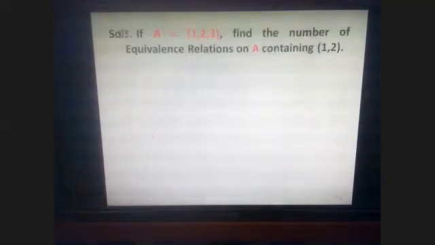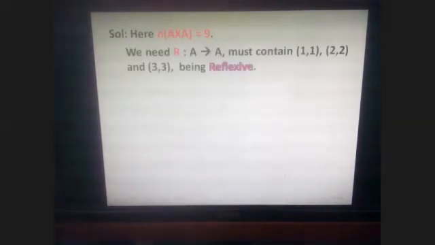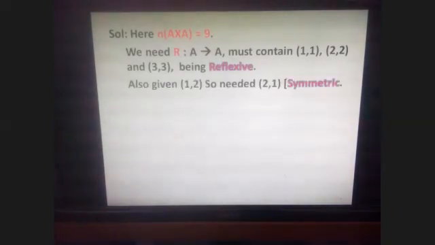Well, let us take one more of similar nature. A is {1, 2, 3}. Find the number of equivalence relations on A containing (1, 2). You must think faster and work out how many equivalence relations are on A which contain (1, 2). Here again, A cross A has 9 elements. It contains (1, 1), (2, 2), (3, 3) because an equivalence relation is reflexive, symmetric, and transitive. And given element (1, 2), I need (2, 1).